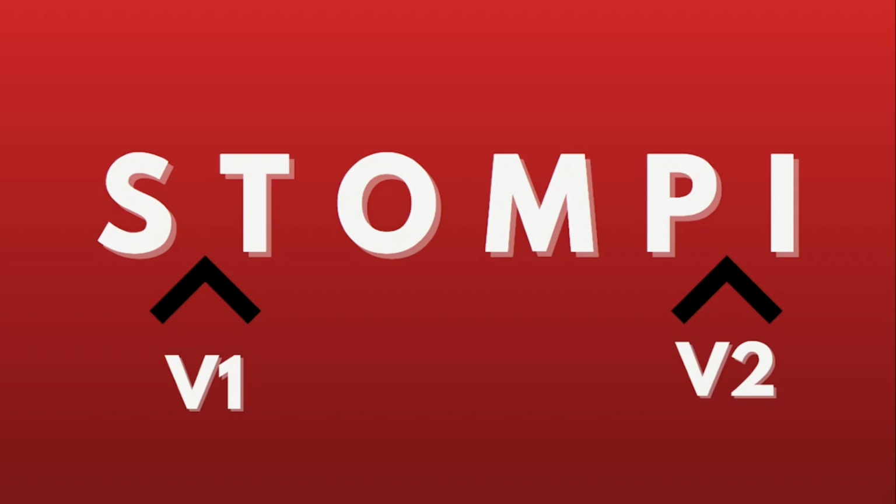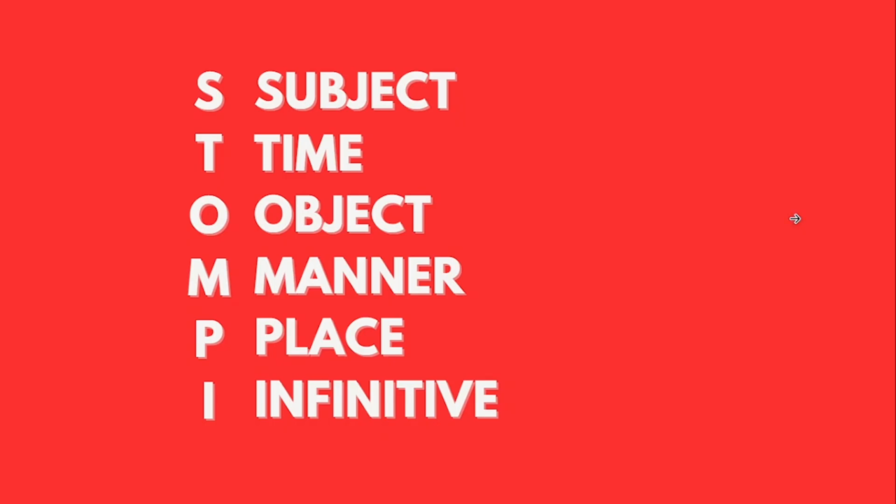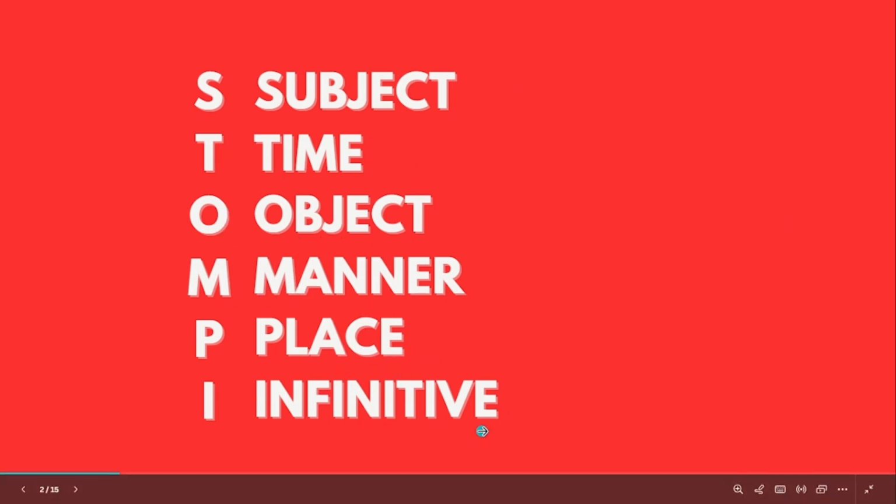So the way that it is being used is for you to understand that the subject always comes first, and then there's time, object, manner, place, and then there's verb 2 over here as well as the infinitive. All right, so just like I quickly ran through it, S stands for subject, T stands for time, O stands for object, M stands for manner, P stands for place, and I stands for infinitive. We're not going to do a lot of infinitive, but I'll show you how it fits into the equation.